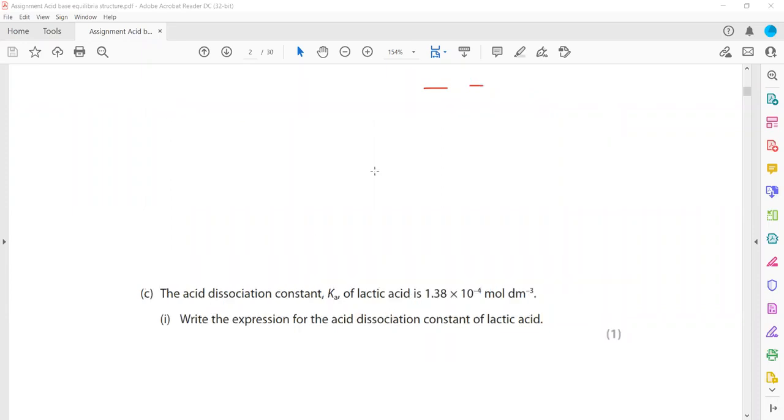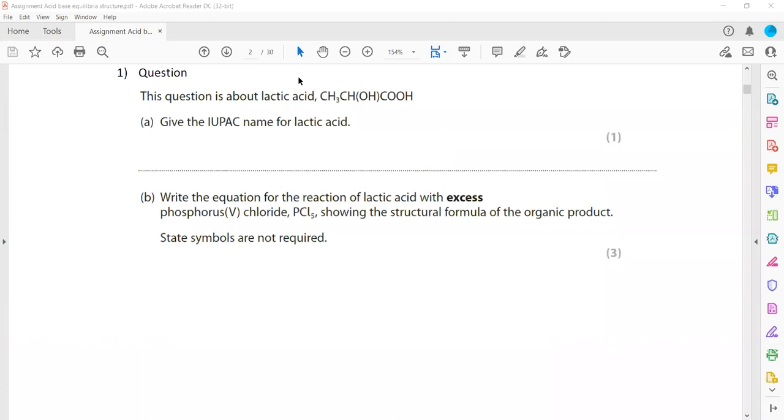Write an expression for the dissociation of lactic acid. This is the lactic acid which is given. When this lactic acid dissociates, acids are proton donors, so it will donate a proton. So it will be CH3CH(OH)COO⁻ and H⁺.